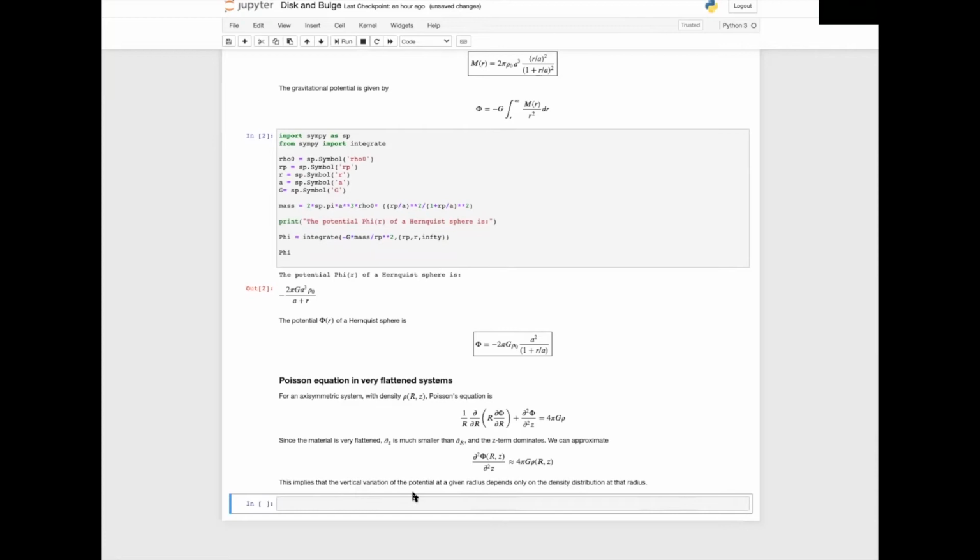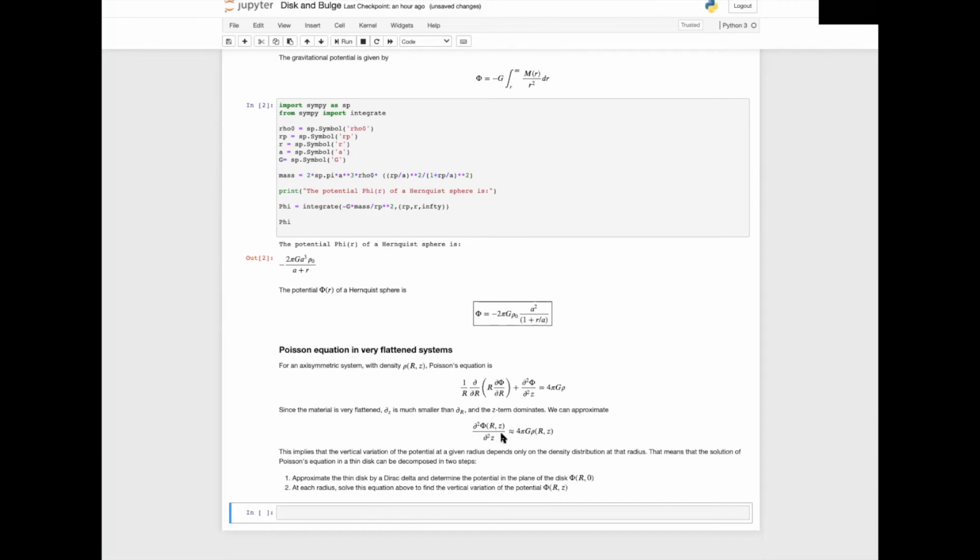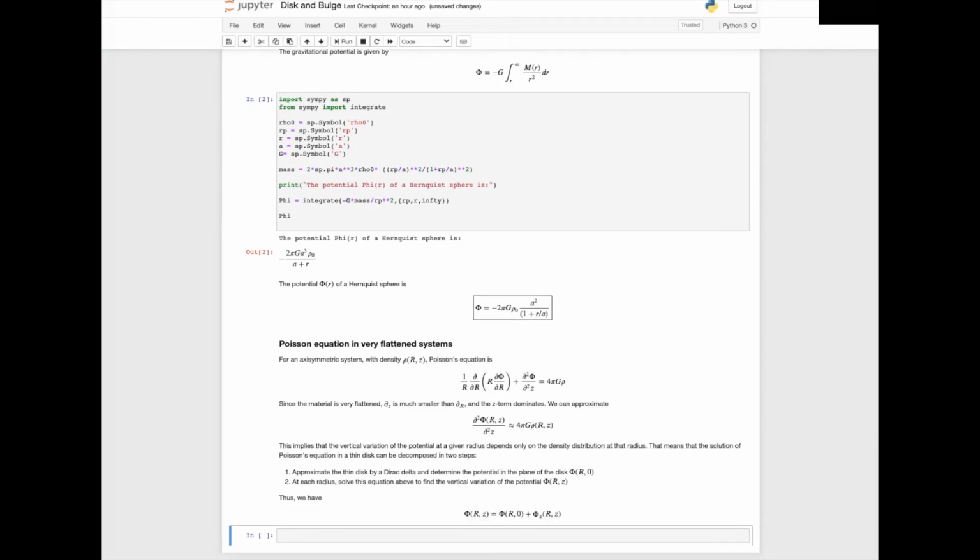So this implies that the vertical variation of the potential at a given radius depends only on the density distribution at that radius. That means that we can split the solution of the Poisson equation for a thin disk in two steps. One, we can approximate the thin disk by a Dirac delta and determine the potential in the plane of the disk. So phi of r and 0, where 0 here would be the vertical direction. And then we solve for the vertical variation. At each radius, we solve this equation to find the vertical variation of the potential. And by superposition, the potential is the sum of both potentials.